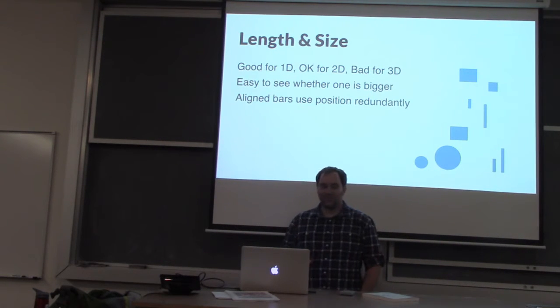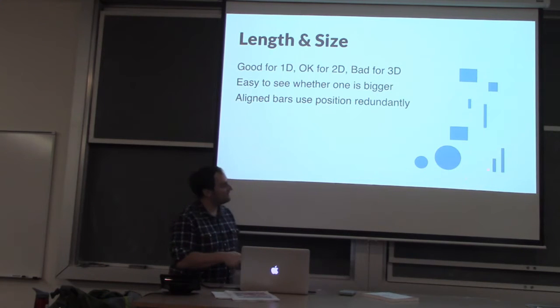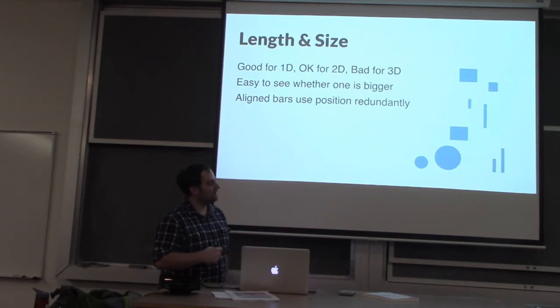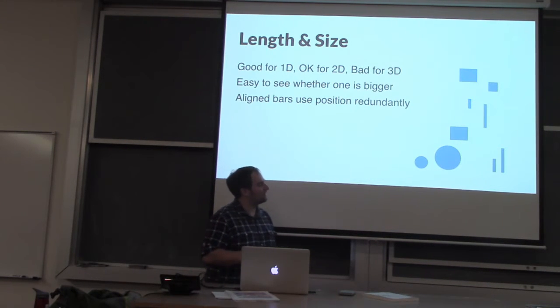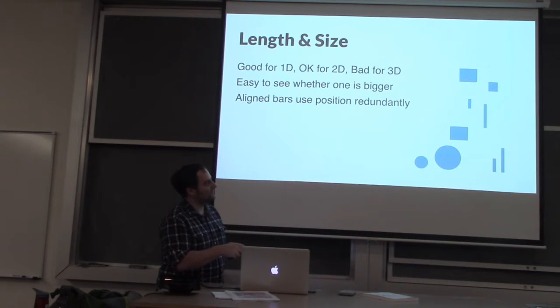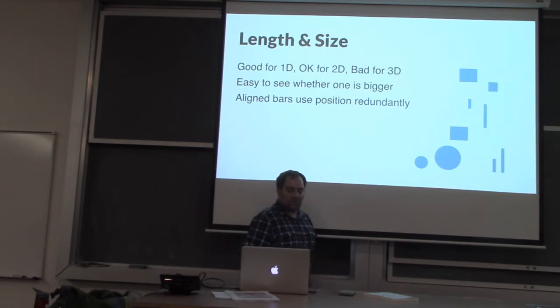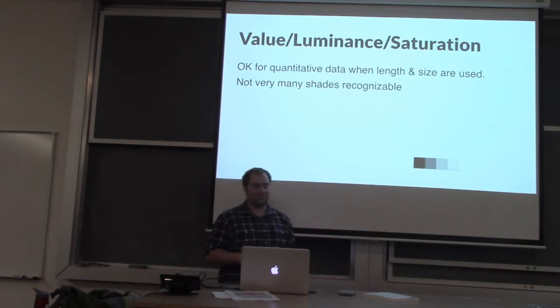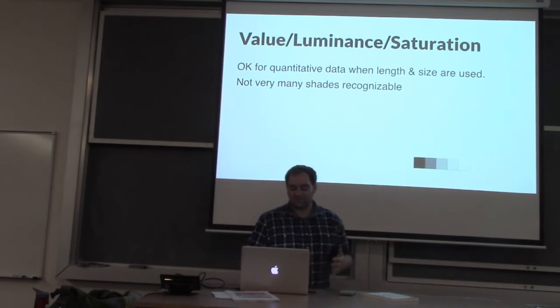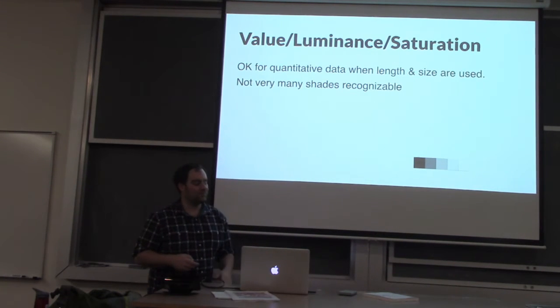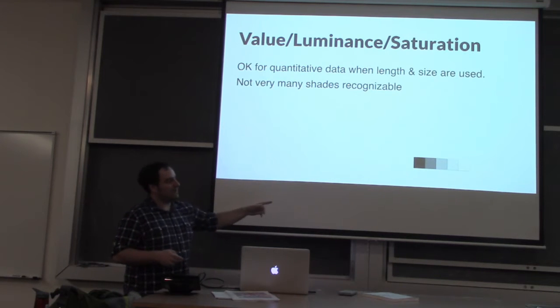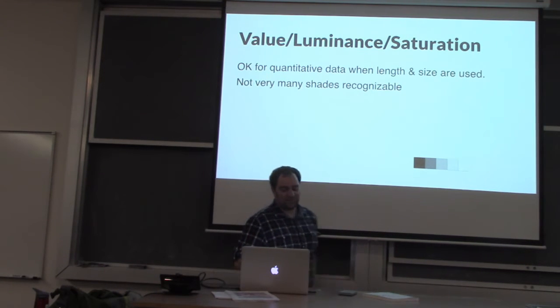And then we distinguish between length when we have alignment. Then it's actually a redundantly encoded position and alignment and length. Or if we have unaligned bars, like here for example, or if one of those is tilted and so on. So length is a good indicator, but it's not as effective as position. Then value, luminance, saturation are okay for quantitative data when length and size are already used, but we're not really able to recognize too many shades of gray.